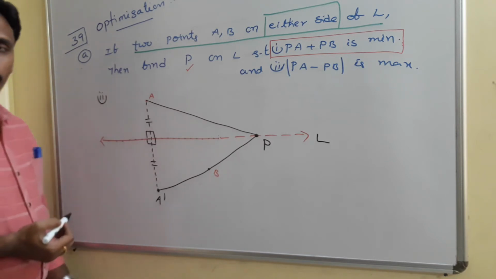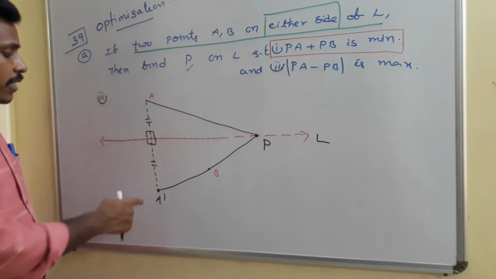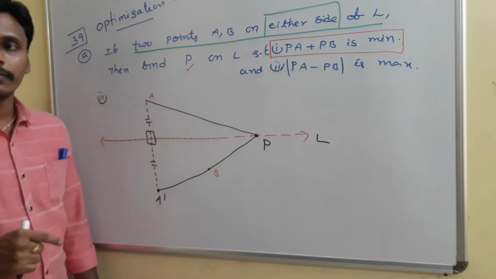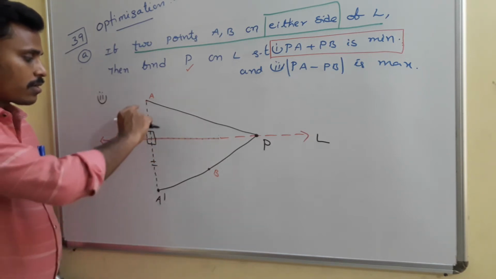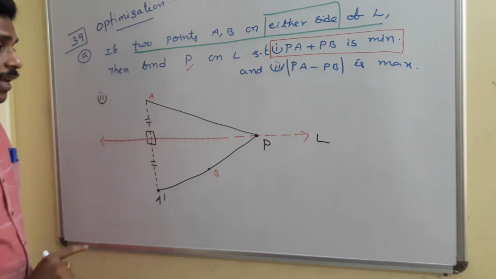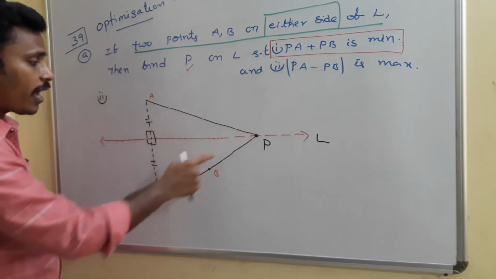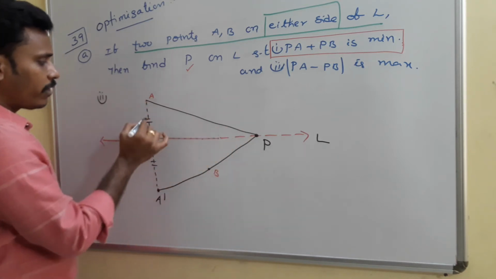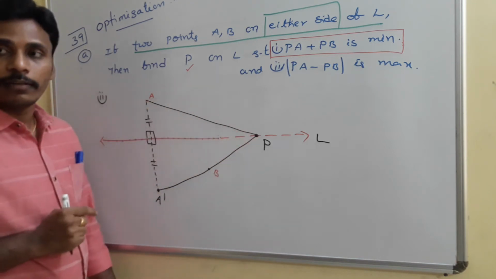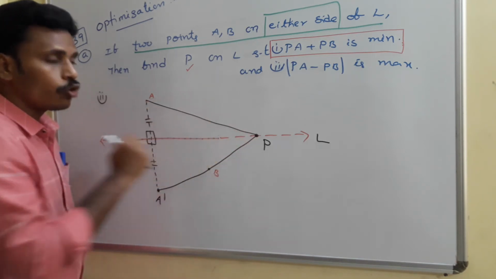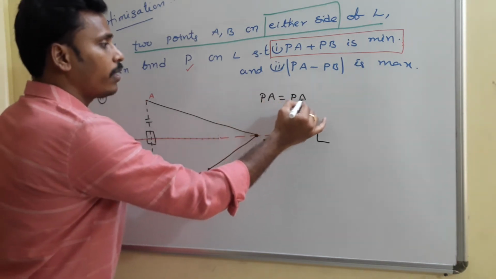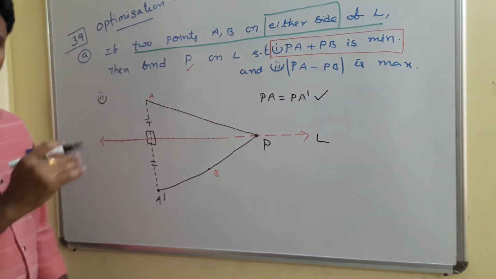Okay, since this A and A dash are equidistant from the line, you need to identify that PA and PA dash are equidistant, and here it is 90 degrees, so PA is equal to PA dash. That's it. That's one thing.